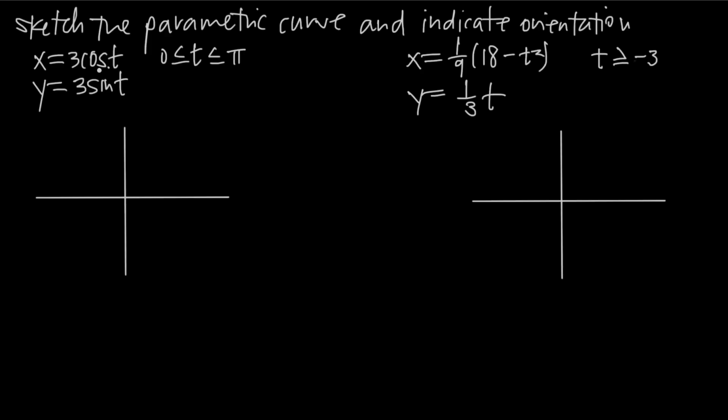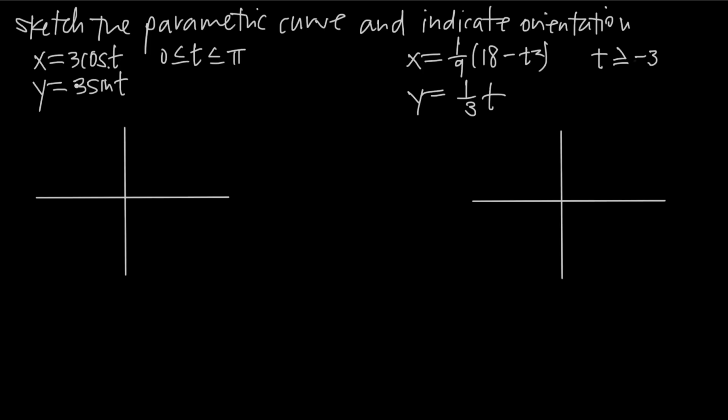The first one is the parametric curve given by these equations. x equals 3 cosine of t, and y is equal to 3 sine of t. And we've been told that the parameter t is defined between 0 and pi. So how are we going to go about sketching a curve that's defined this way?